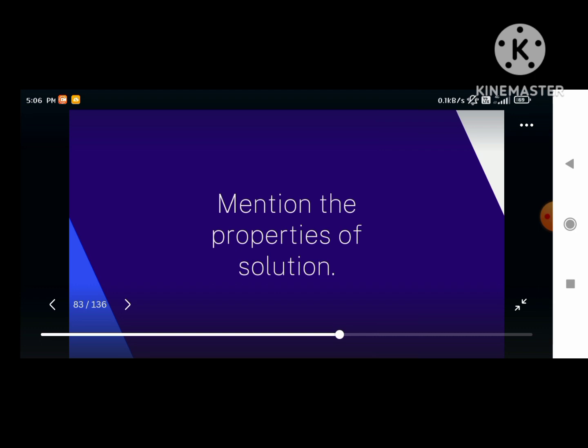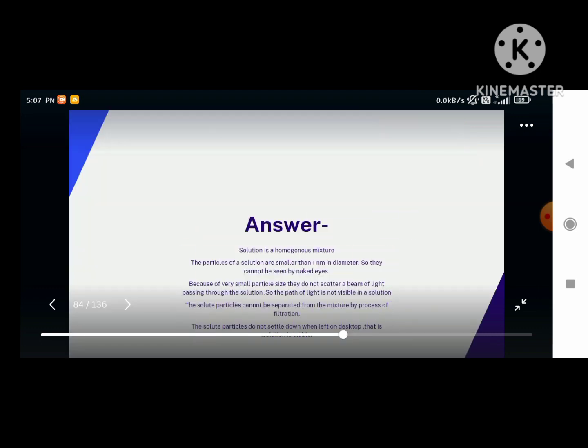Question number 2. Mention the properties of solutions. So here they are. A solution is a homogeneous mixture. The particles of a solution are smaller than 1 nm in diameter, so they cannot be seen by naked eyes. Because of very small particle size, they do not scatter a beam of light passing through the solution, so the path of light is not visible in a solution. The solute particles cannot be separated from the mixture by filtration. The solute particles do not settle when left undisturbed. That is, a solution is stable.